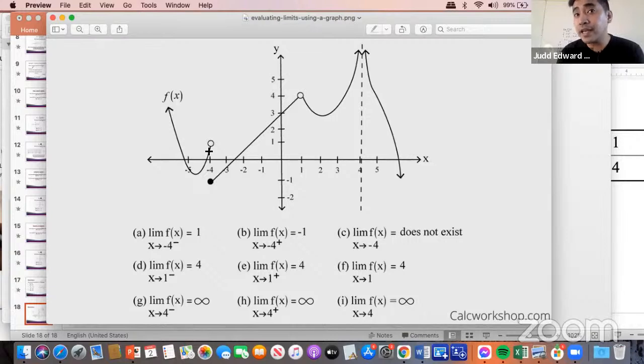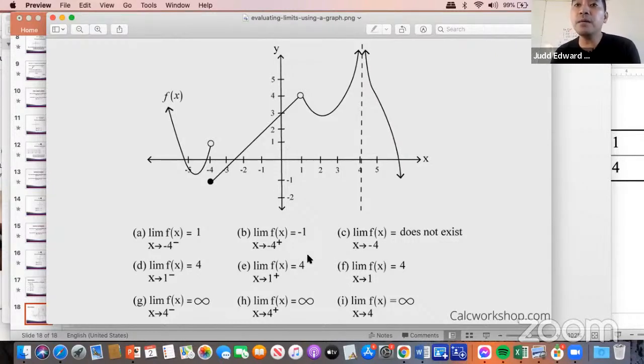Meron bang graph sa left niya? Yes or no? Yes po. And that is? What is the value? Negative infinity po. Negative infinity ba? Taas ka ng negative 4. Ah, 1 po pala. Sorry, positive 1. Maliwanag. Yes po. Okay. Next one.